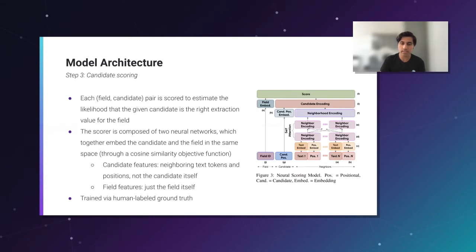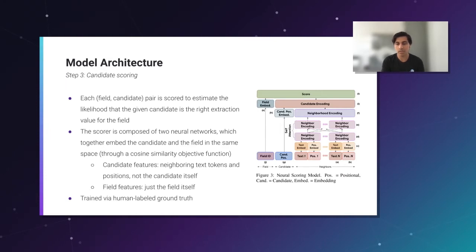And so the way this works is candidates are embedded based on the neighboring text tokens and positions and the candidate position. Crucially, the paper makes a point to not embed the candidate itself. And the reason for this is because if, for example, your training set consists of, using the invoice example, only invoices dated 2018, you don't want the date of the candidate to be an indicative feature, because this might not generalize out of sample to candidates from 2020, for example. And the field is embedded as well.